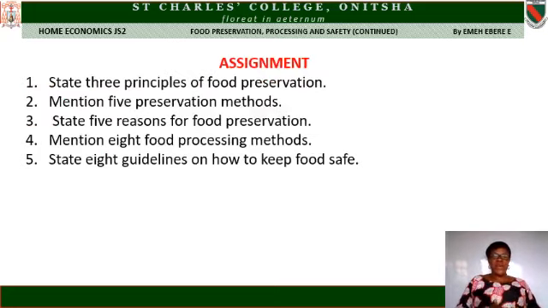Now, my students, we have gradually come to the end of this lesson. Now we will look at the assignments that will help to evaluate us to know whether we've actually achieved the specific objectives stated earlier. Number 1 is state 3 principles of food preservation. Number 2, mention 5 preservation methods. Number 3, state 5 reasons for food preservation. Number 4, mention 8 food processing methods. And number 5, state 8 guidelines on how to keep food.